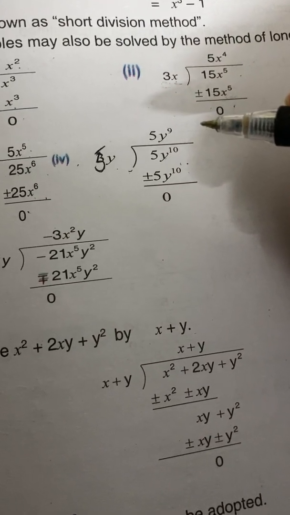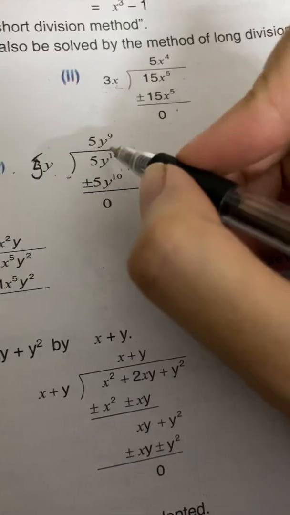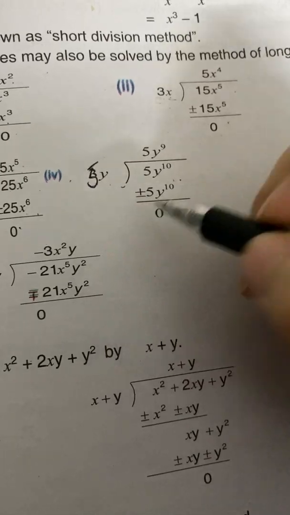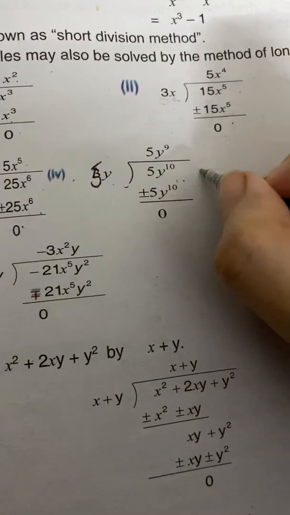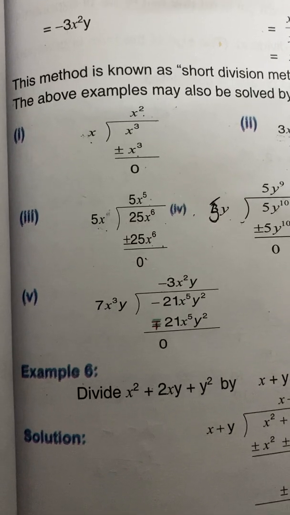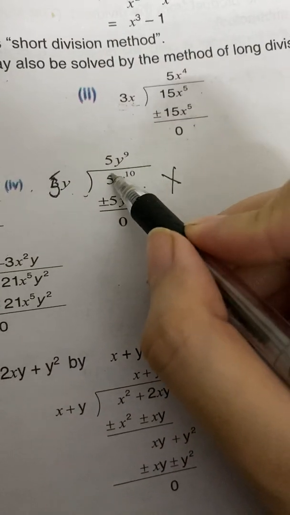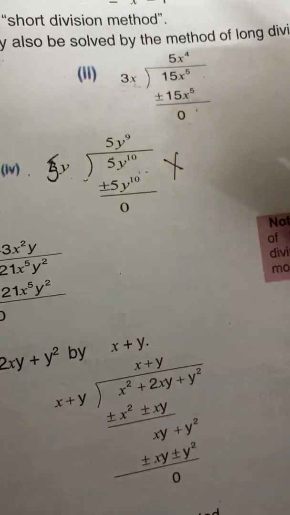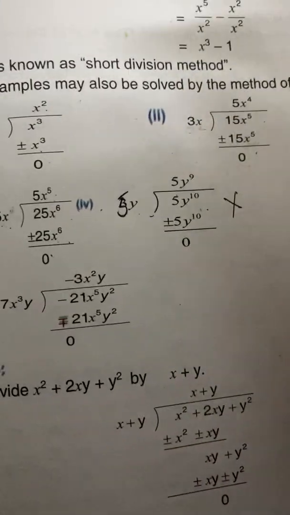There is some mistake or misprinting. Okay, just leave this example. Here should be 25, or here should be y. So just leave it.